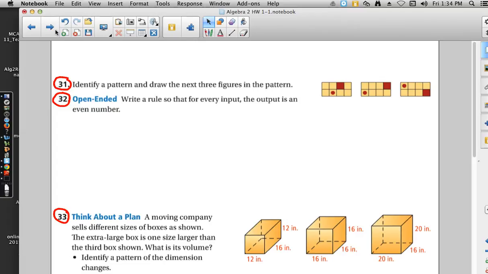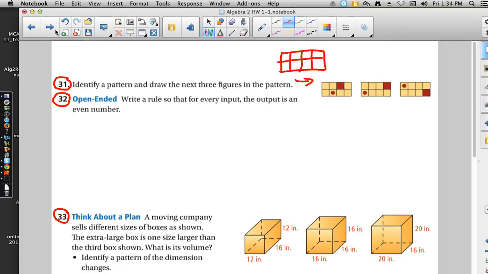Next up, we've got number 31. And number 31 says identify a pattern and draw the next three figures in the pattern, and they give us these over here. Okay, so the first thing I would do, if you're having trouble seeing this one, I would copy it on my paper because it helps that you have to make the blocks and then you have to figure out how they've changed to get to the next spot.